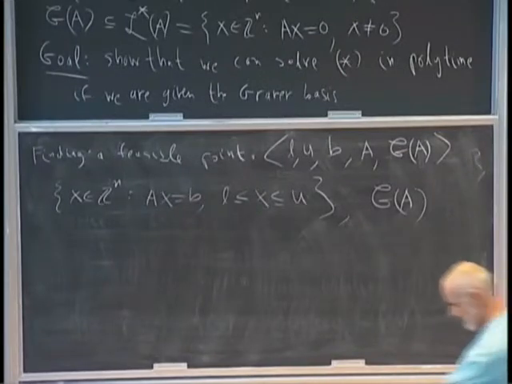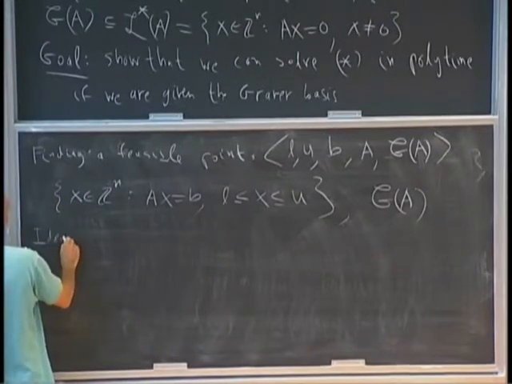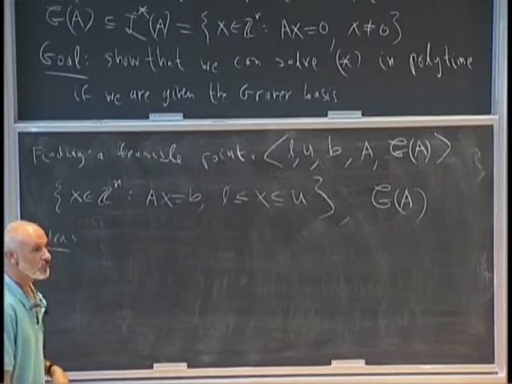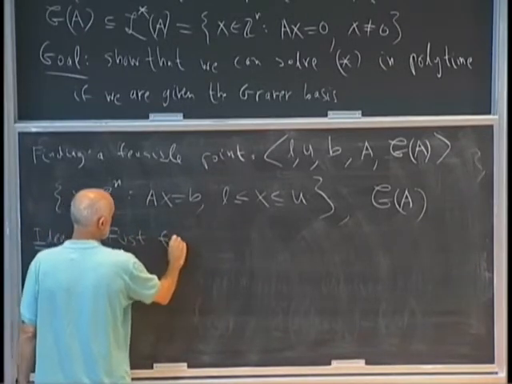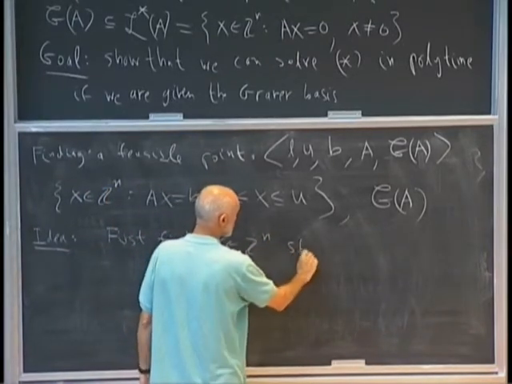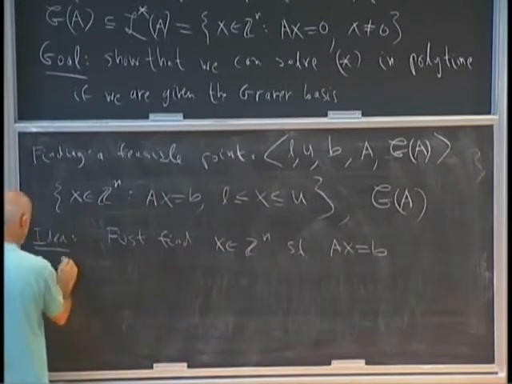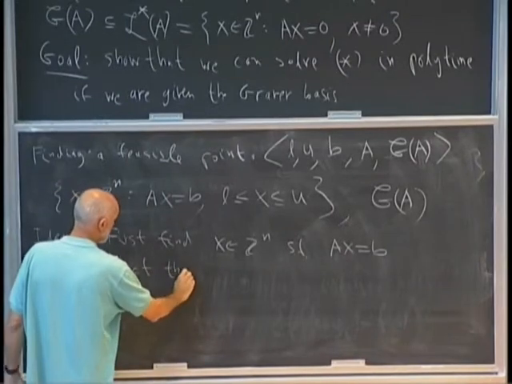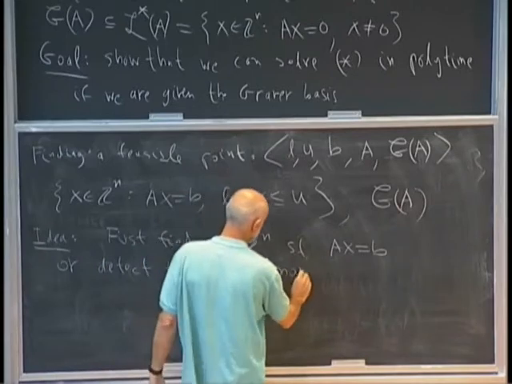Let me outline this. So here's the idea: to find the feasible point, or decide that there is no feasible point. First, find x in Z^n such that Ax equals b, or detect that there is none.